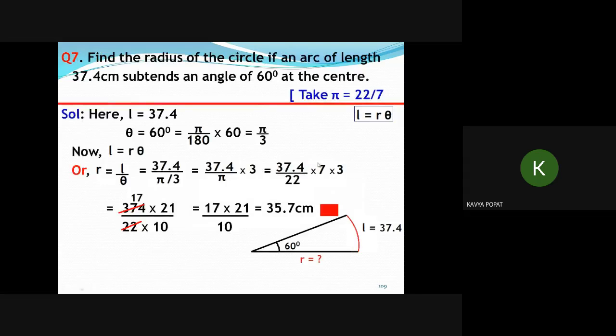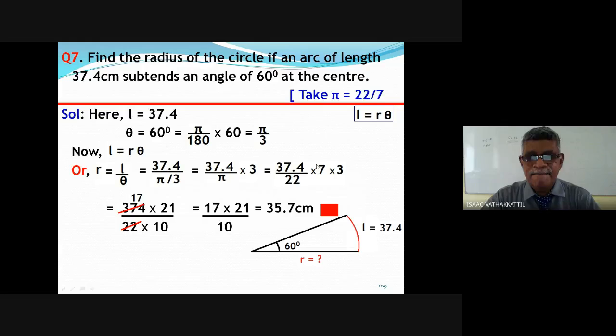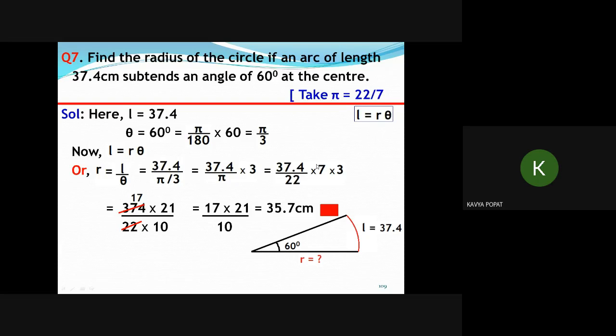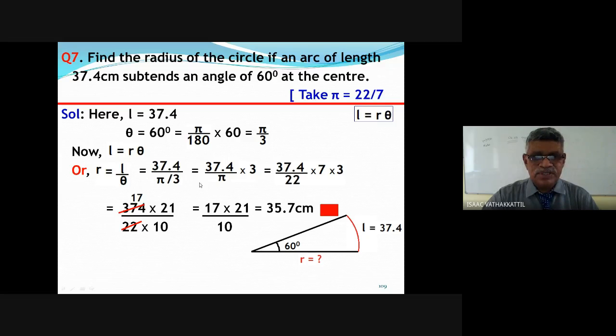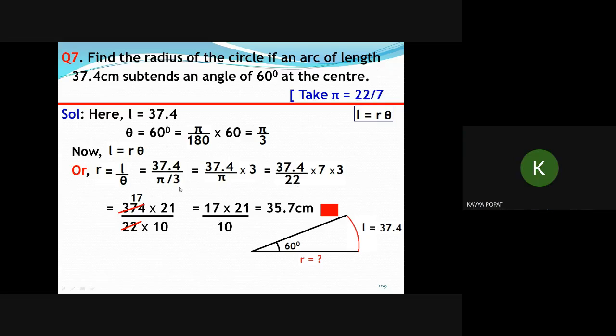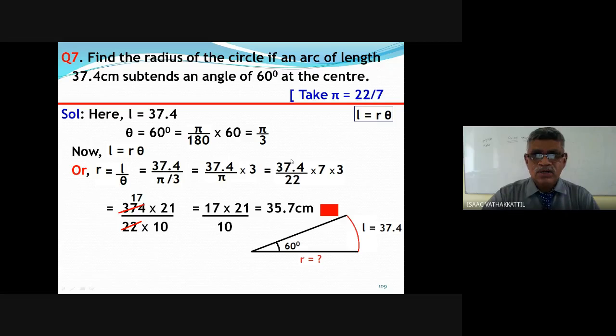I have a doubt in that. Sir, why can't we divide 37.4 directly by 60 degrees? No, you know why, the formula we have taken is valid only in radians.